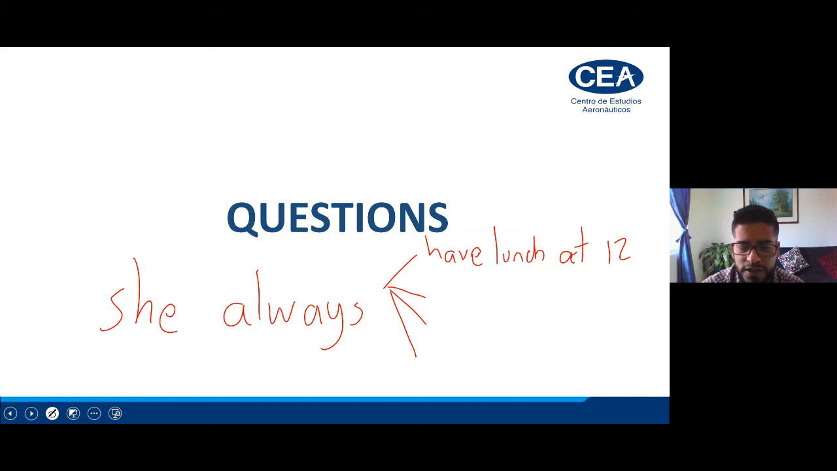Si queremos de pronto utilizar, digamos, que ella se reúne con amigos, y digamos que sea los sábados, ¿listo? Entonces, she always meet friends on Saturdays. Aquí tenemos otra vez el sujeto y el adverbio de frecuencia, que en este caso es always.